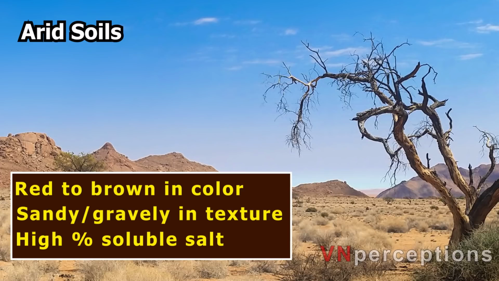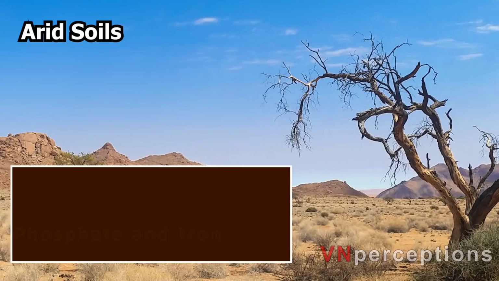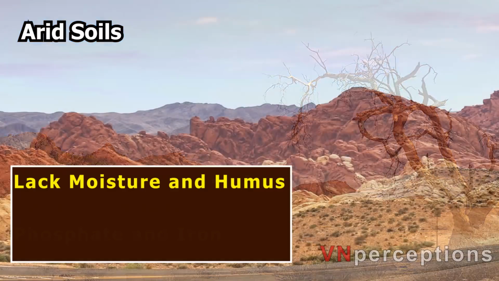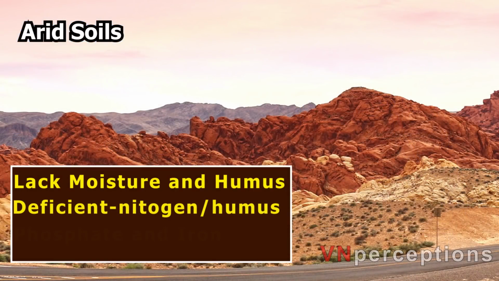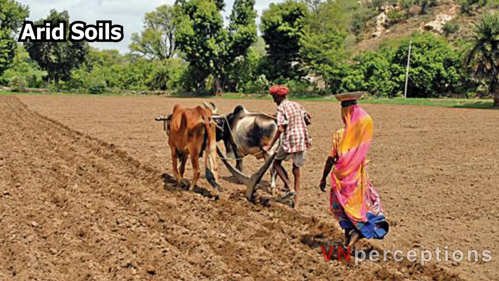In some areas, the salt content is so high that common salt is obtained by evaporating the saline water. Due to the dry climate, high temperature and accelerated evaporation, they lack moisture as well as humus. These soils are deficient in nitrogen and humus. The phosphate and iron content is normal, which is good for the soil.